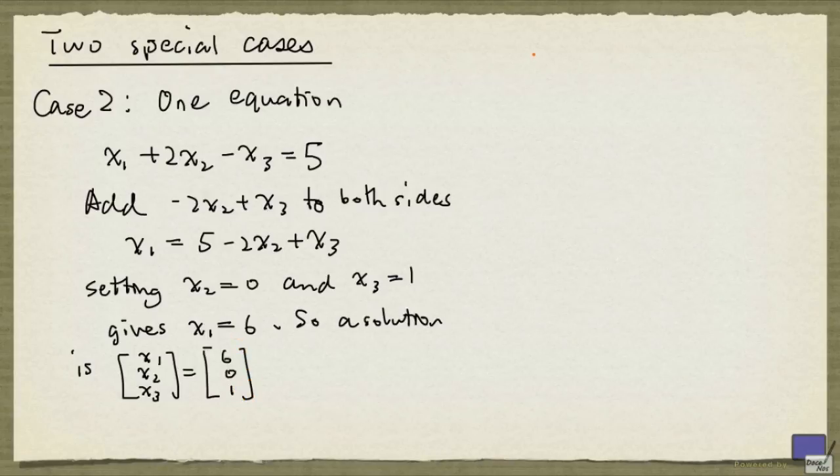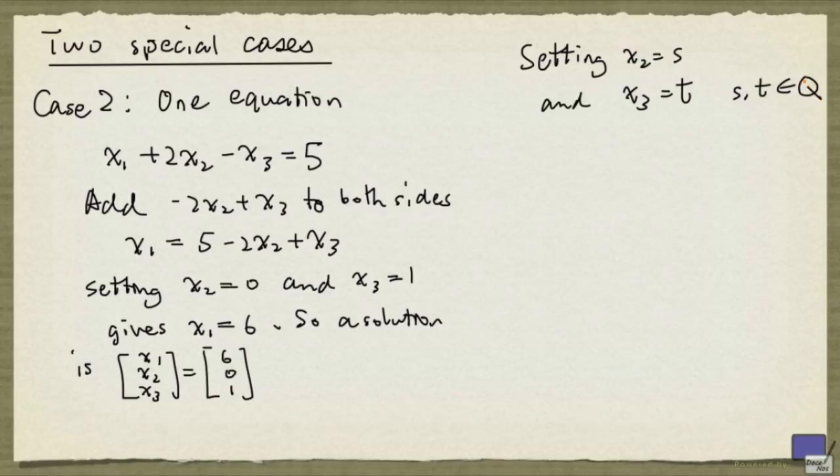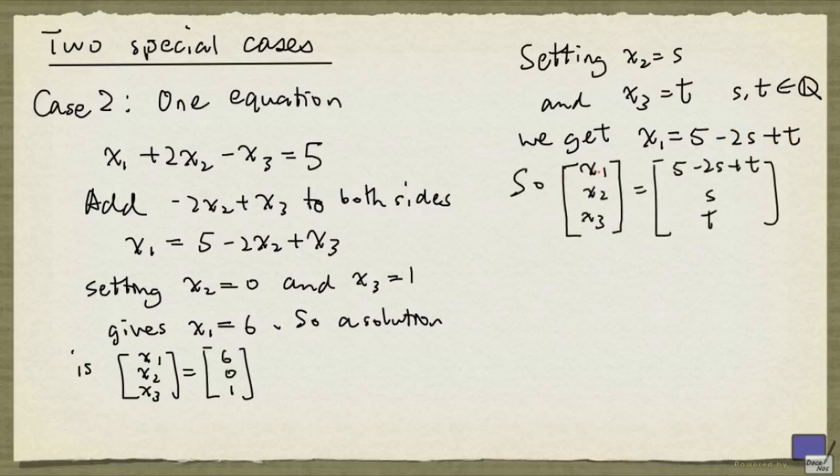But we can set x2 to an arbitrary rational number, and the same thing for x3. So let's set x2 to some s, and x3 to some t, where s and t are rational numbers. We get that x1 has to be 5 minus 2s plus t. And so x1, x2, x3 equals 5 minus 2s plus t, s, t, is a solution for all choices of s and t. So in this case, there are actually infinitely many solutions.